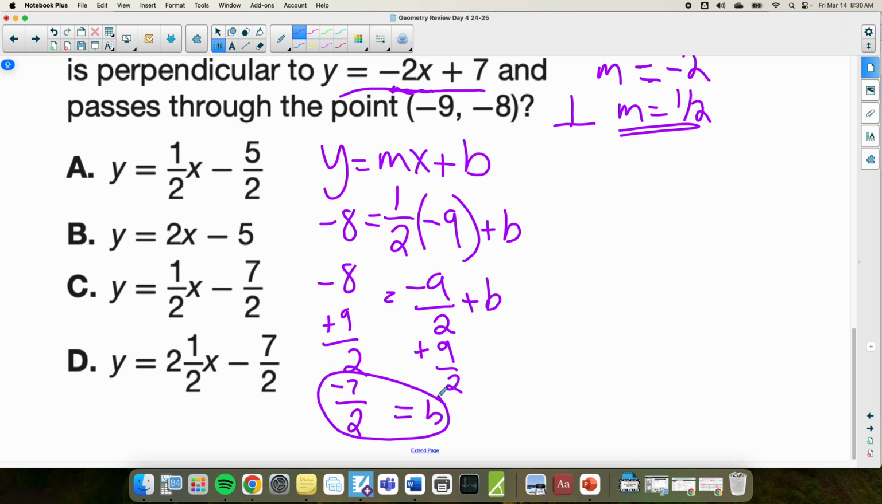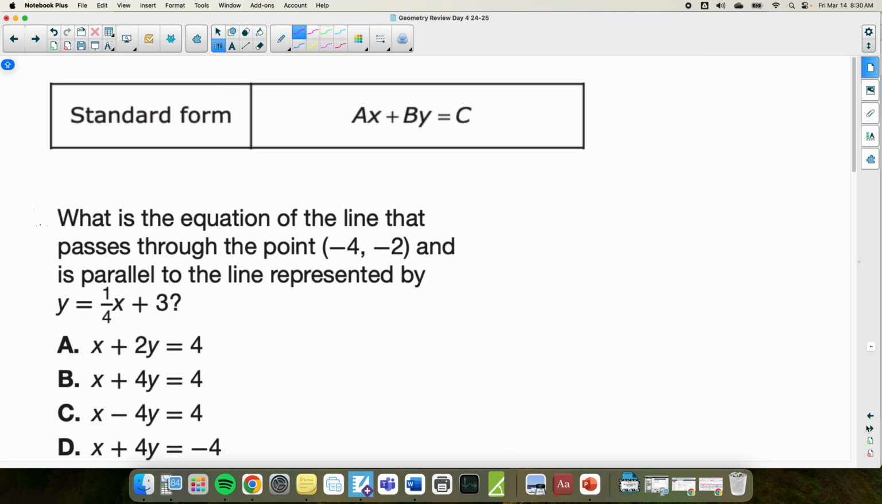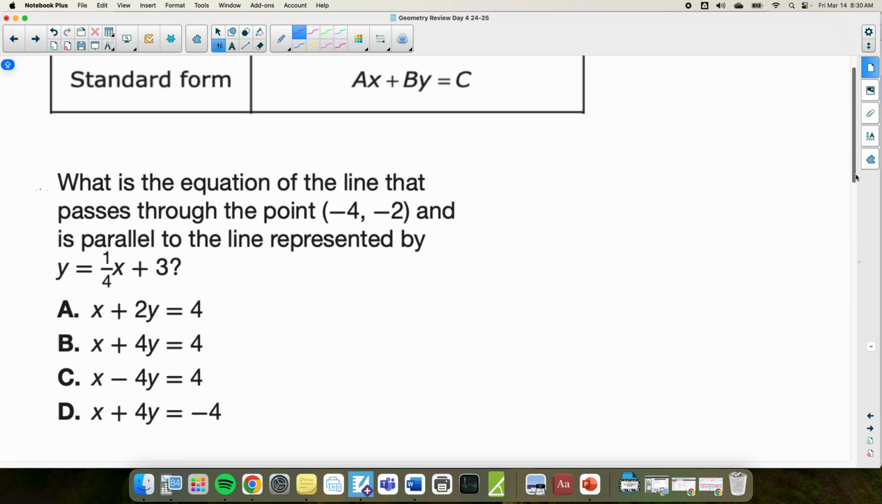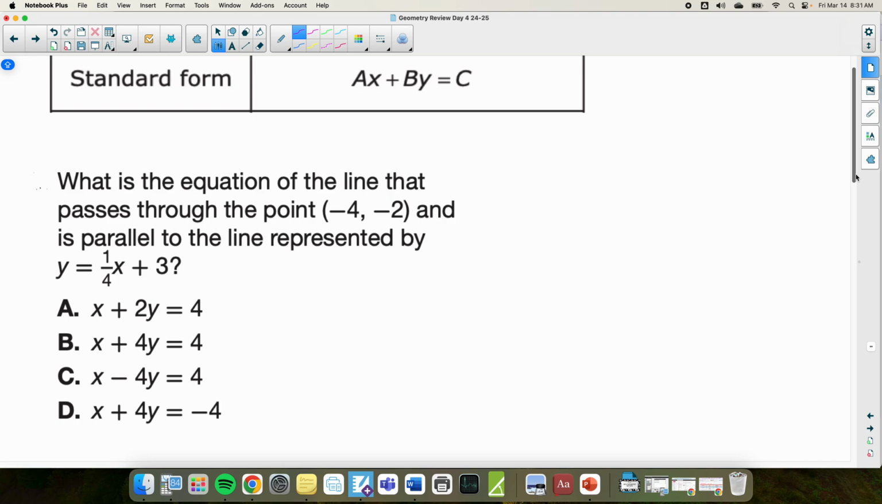Now we have our b, and we have our m, so we can put it into the equation. Y equals 1 half x minus 7 halves. Alright, so this one will be c. Alright, now we are going to work on switching to standard form, which is ax plus by equals c.